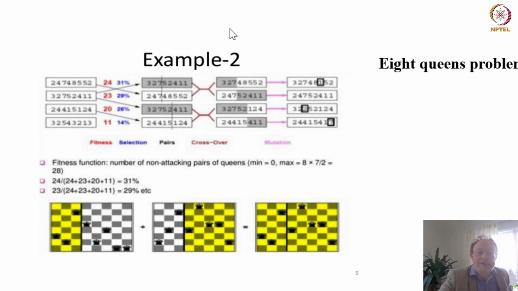So the first example is a solution to the 8 queens problem. So as you can understand, one issue here is to code the positions of the queens, of the 8 queens, on the chessboard in a form so it can be mapped onto a chromosome.